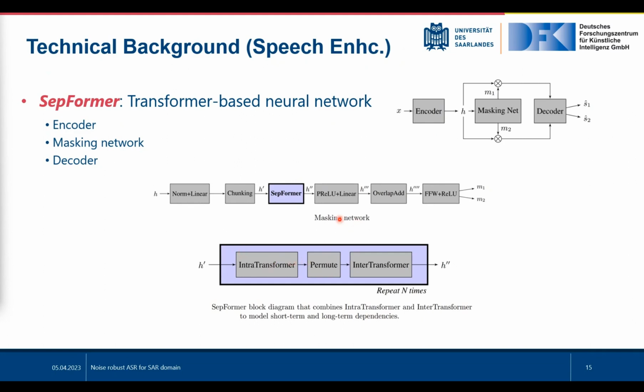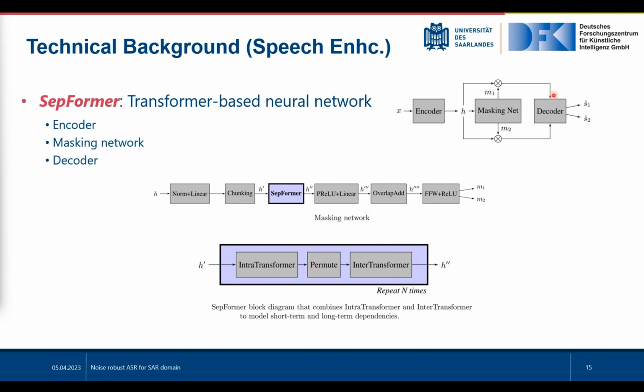So let's see the masking architecture in a bit more detail. Here it takes the encoder output into a normalization and a linear layer, followed by chunking with overlapping, and then you have the Sepformer, which is the main attraction here. The Sepformer is made up of three blocks: the intra-transformer, the permute block, and the inter-transformer block. The intra-transformer block captures short-term dependencies, and the permute block rearranges the output dimension, while the inter-transformer block models the long-range dependencies. And you have several of these blocks repeated subsequently.